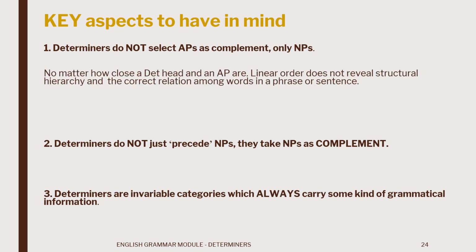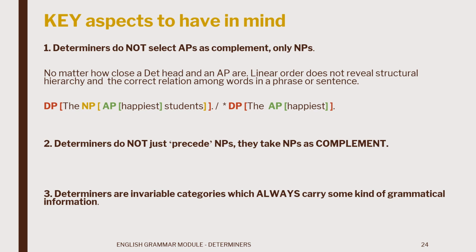So with respect to the first one, the relationship between determiners and adjectival phrases, remember that no matter how close a determiner head and an adjectival phrase are, linear order does not reveal structural hierarchy and the correct relation among words in a phrase or sentence. So if we take into consideration the phrase the happiest students, it is not accurate to say that the determiner the takes the adjectival phrase happiest as complement. This description will not be accurate.